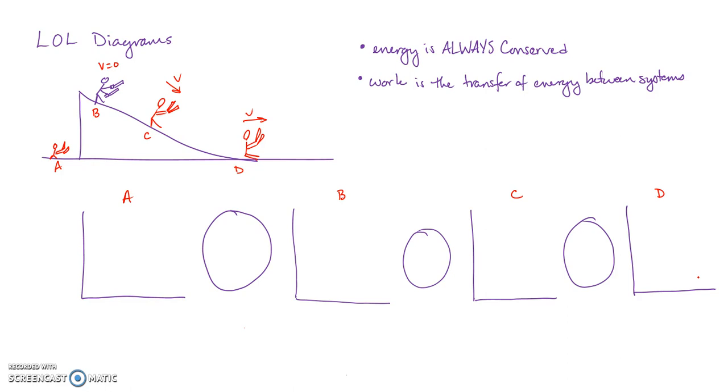So, we're going to analyze what forms of energy are present at each location. Let's change colors again. At part A, we're going to ask ourselves how much energy is present. Well, before you even ask that question, you have to ask yourself two other questions.